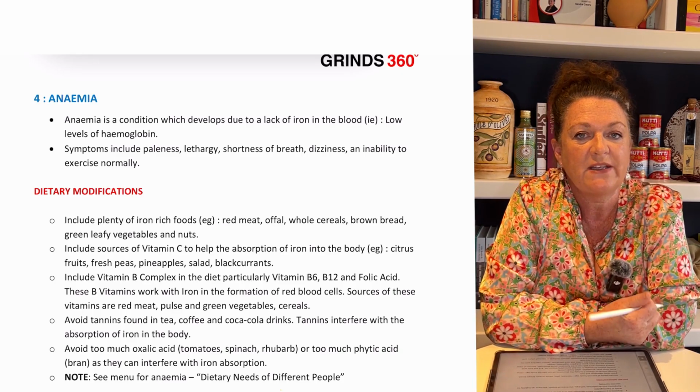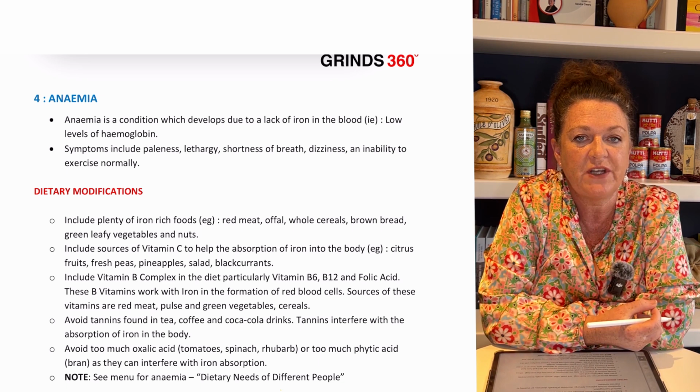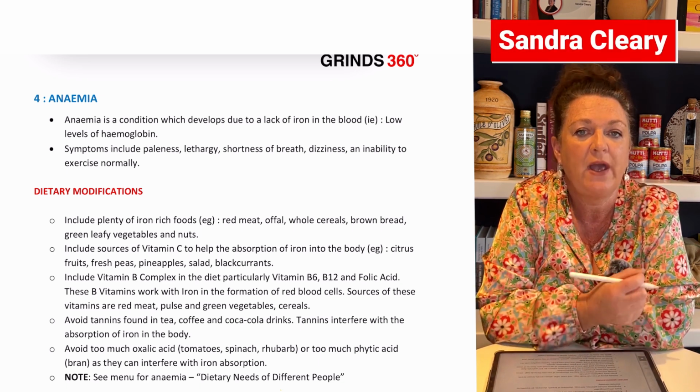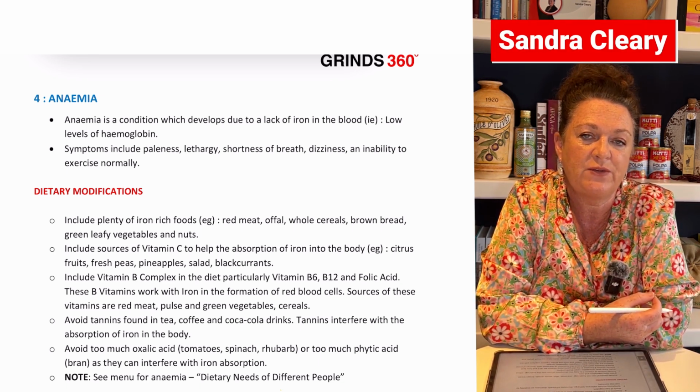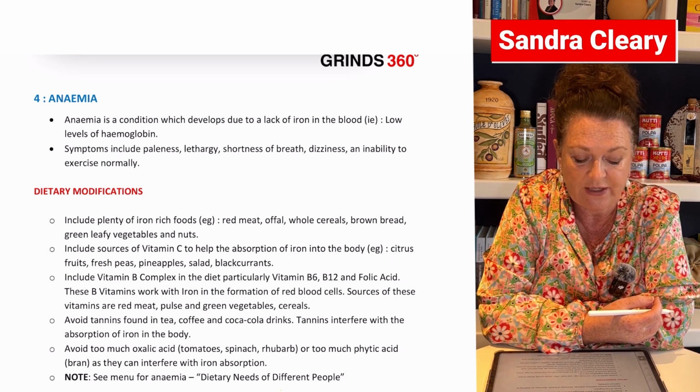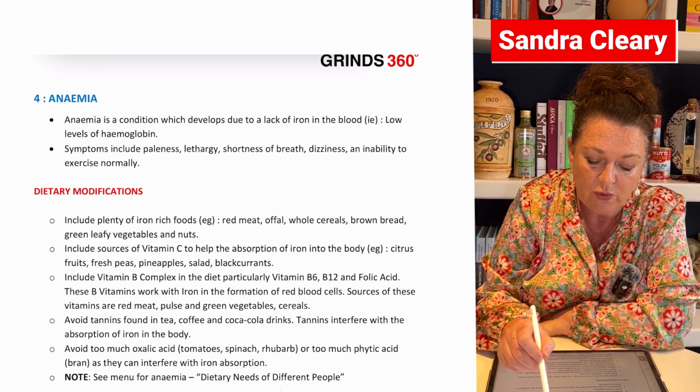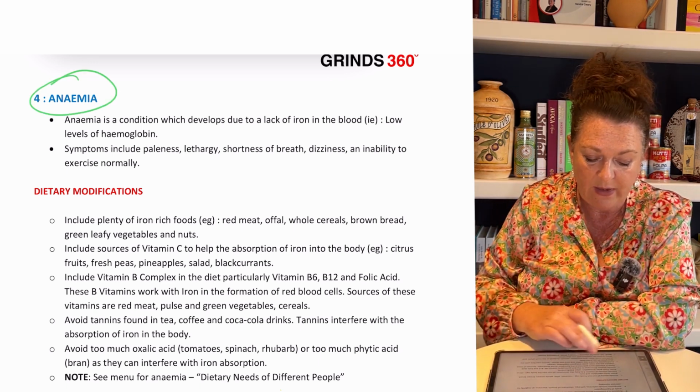Today we're going to look at anemia, we're going to look at hypertension, also called high blood pressure, and dental caries, which is just another word for dental decay. So we're going to start here with anemia. Now, it's automatic that when you say anemia, people think, oh, a lack of iron or a deficiency of iron in the diet.